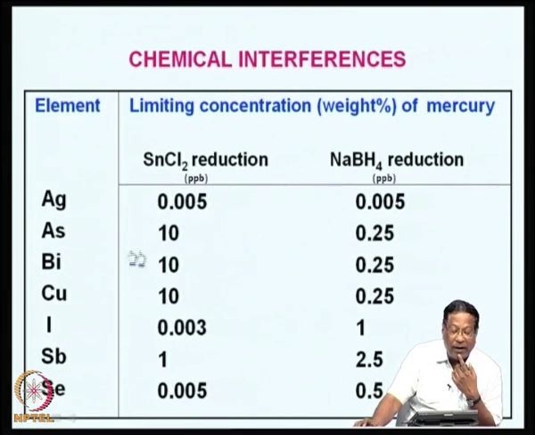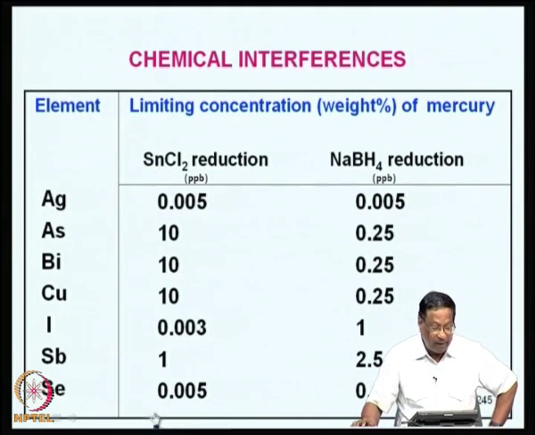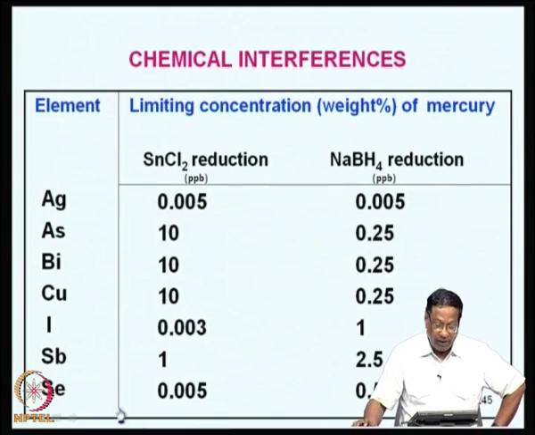So, you can see that arsenic is 10 and 0.25 here, bismuth is 10 and 0.25, copper is 10 and 0.25, iodine is 0.003 and 1. So, whenever there is iodine, and you want to determine mercury in sea water, etc., you should be slightly careful. Antimony also is an interference, but things happening like this are rare. Similarly, selenium.